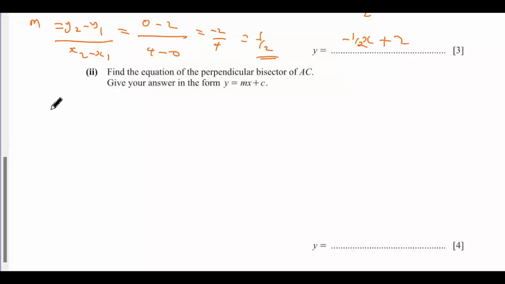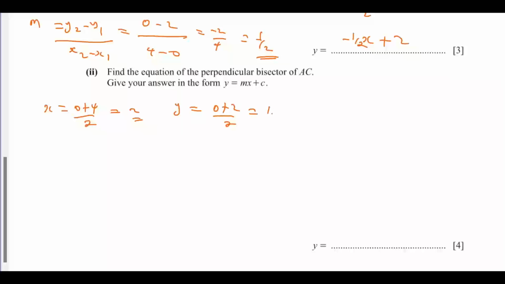So we're going to have x equal to 0 plus 4 divided by 2. So this will be equal to 2. Then y will be equal to the same thing. y will be equal to 0 plus 2 divided by 2. This will be equal to 1.